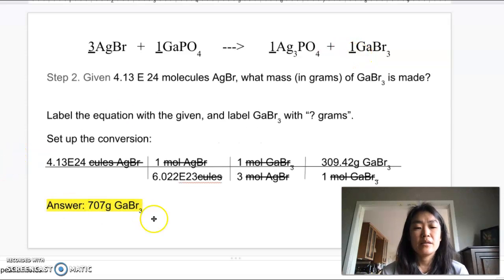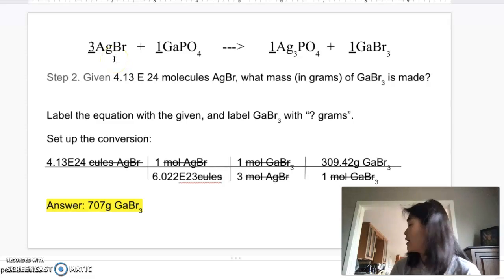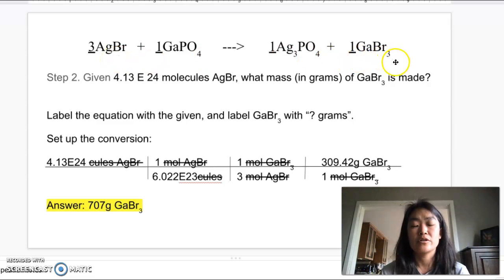Okay, next step. The next thing they're going to give you is a certain amount of one of the reactants. In this case, they gave you 4.13 times 10 to the 24th molecules of silver bromide. And then they're asking you to calculate the mass in grams of gallium bromide over here. My recommendation is that you label the equation with the 4.13 times 10 to the 24th molecules of silver bromide over here, and then label question mark grams over here. So definitely label your equation. It helps you whenever you're trying to do the calculations later, and you're going to be able to do the calculations with all the labels there.